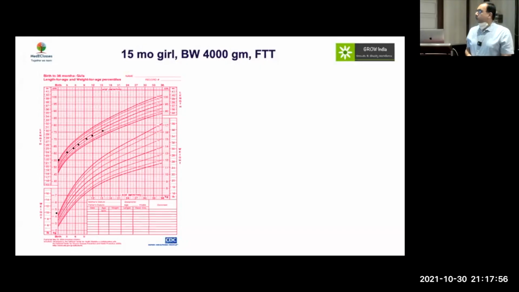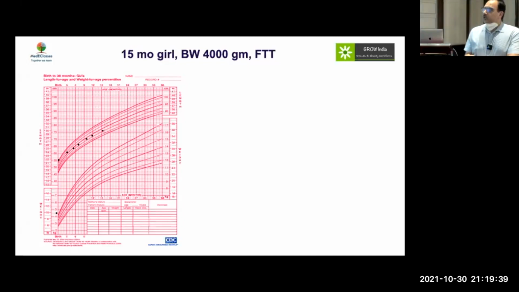Discussing growth failure and how it is important to evaluate growth failure using simple tools. So what we are going to do is discuss very basic aspects of growth failure evaluation. Then we will move forward more towards the SGA part. We'll start off with this first case, a 15-month-old girl who presented to us with complaints of growth failure.